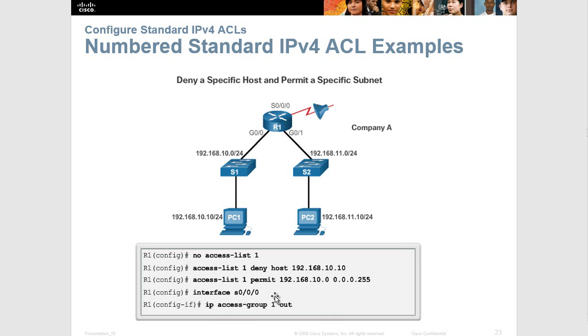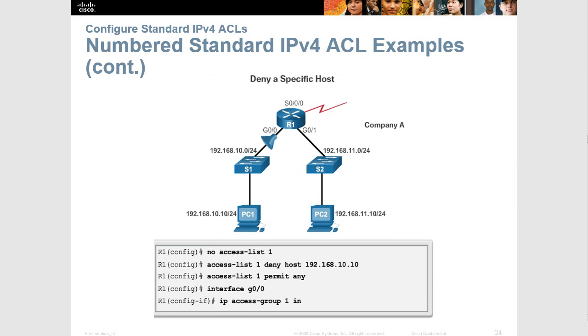Then we go back to the interface, ip access-group 1, outbound, same place we put it before. And in this situation, we've denied PC1, but anything else in this network, we'll just use your imagination. And imagine there's some other things in this network, and they would be able to communicate out serial 0/0/0.